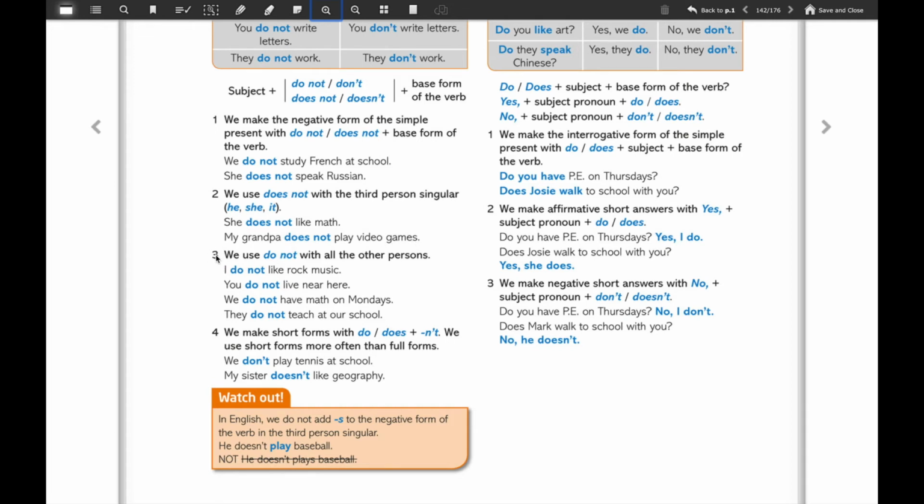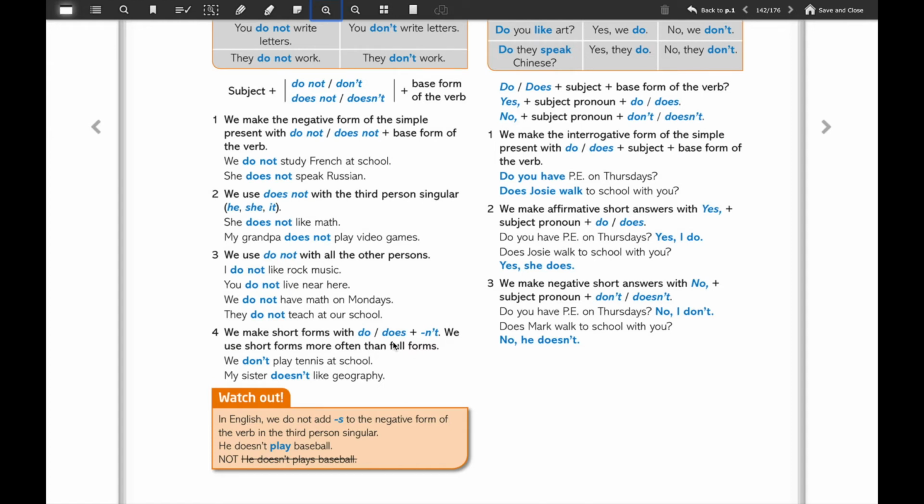Now, rule number 3, we use do not with all the other persons. It's very important. I do not like rock music. You do not live near here. We do not have math on Mondays. They do not teach at our school. And finally, rule number 4, we make short forms with do or does plus an apostrophe T. We use short forms more often than full forms. Esto es bastante interesante. Los americanos por lo general siempre utilizan las versiones más cortas, ¿ya?